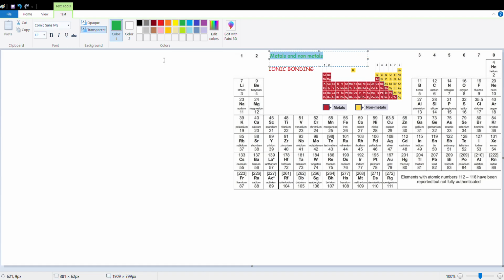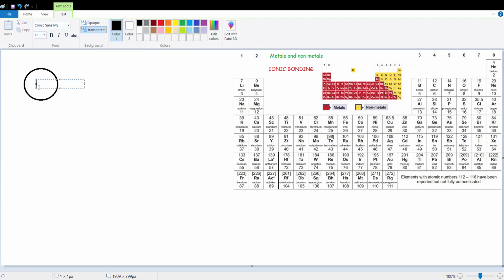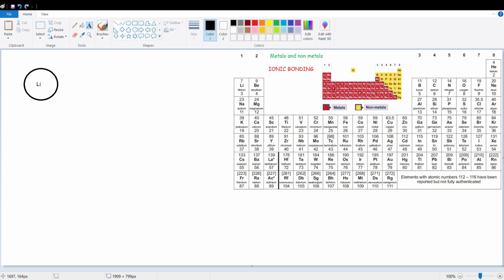Now, if we have metals and non-metals, let's say I take any metal from group number one. So I say lithium is a metal here. And I just take lithium with black color and Li right here inside. And we have another non-metal. Let's say I take fluorine, which is in group number 7. So I write fluorine, non-metal here.